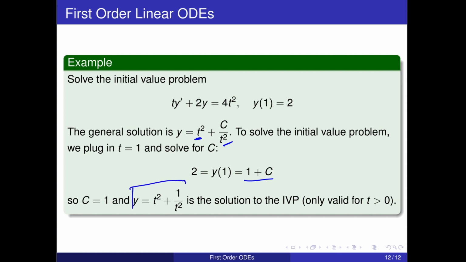And so y is equal to t squared plus 1 over t squared. That's the solution to the initial value problem. And this solution is only valid for positive values of t. The reason for this is because we want the domain of our solutions to be connected. And of course, this is undefined at t equals 0, right? We have a vertical asymptote there.